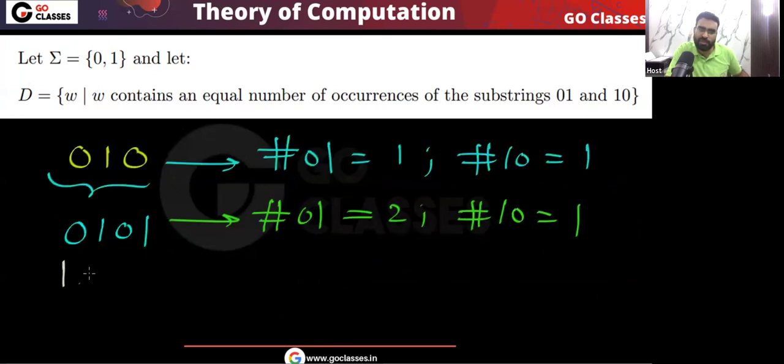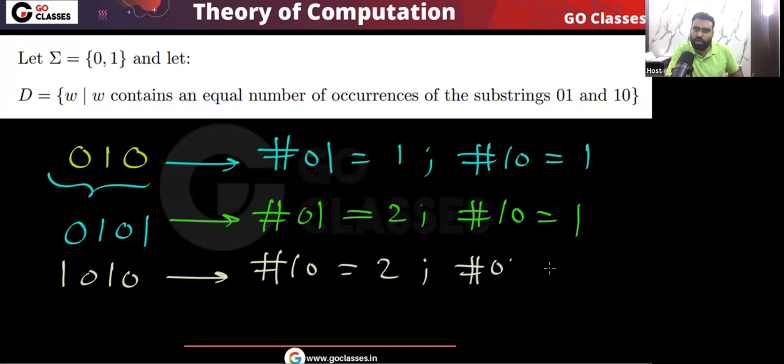Whatever string you create, for example, if I create the string 1 0 1 0, here the number of 1 0 is 2 and the number of 0 1 is 1. So again, there is only a difference of 1. Whatever string you create, let me create some random string. I promise you, I am writing randomly. You can also write something randomly.